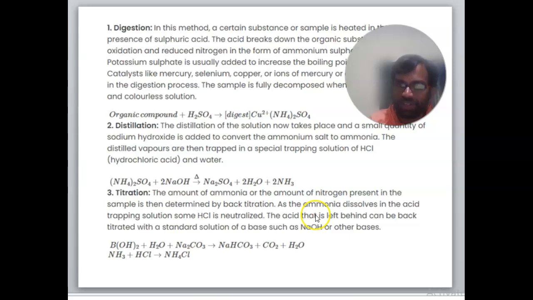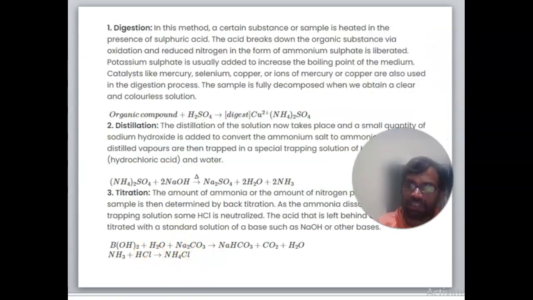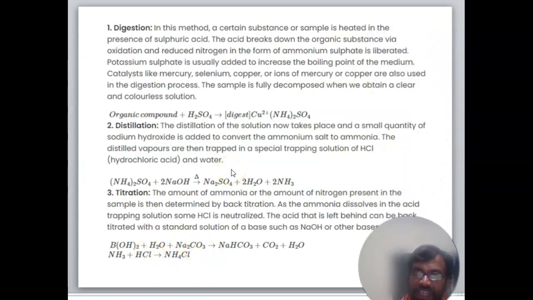Then titration: the amount of ammonia, or the amount of nitrogen present in the sample, is determined by back titration. As the ammonia dissolves in the acid trapping solution, some of the hydrochloric acid is neutralized. The acid that is left behind is back titrated with a standard solution of base such as sodium hydroxide or other bases. This is the equation you can see for the titration.